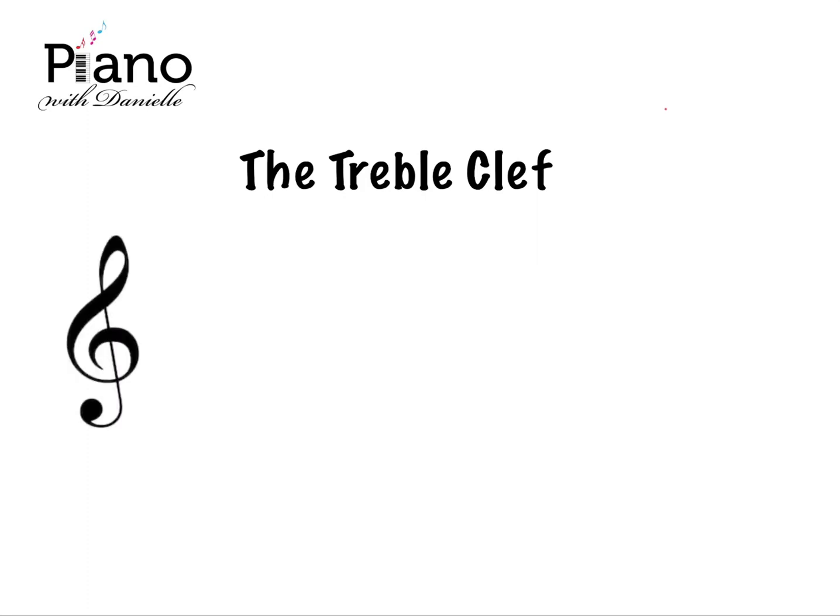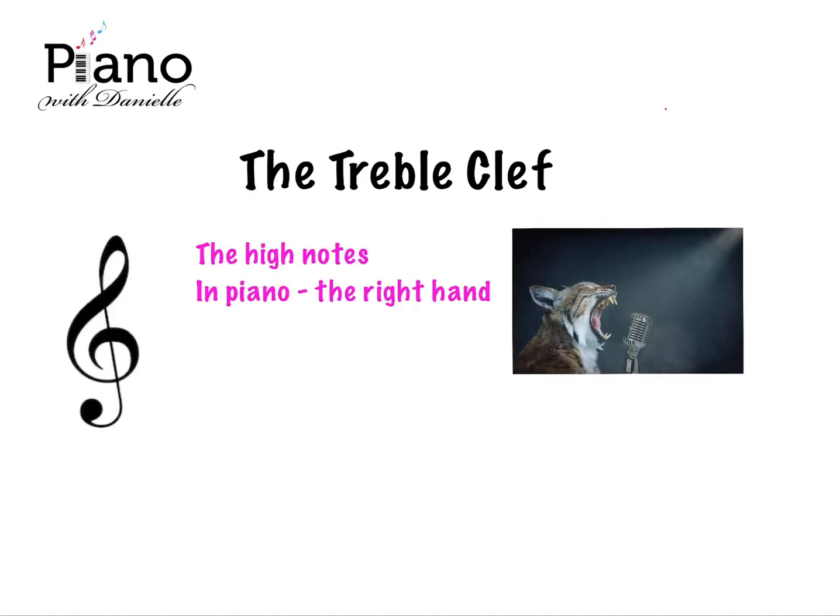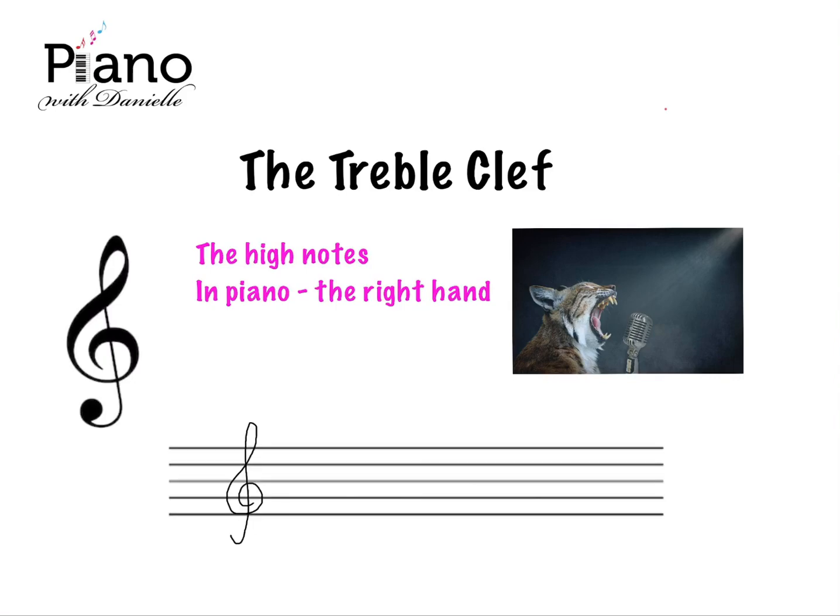There are a number of different clefs that are used, but let's start with the most common, the treble clef. In piano, we generally use the right hand for the notes in the treble clef, and we call these high notes because that is where the high sounds are. The treble clef is also sometimes called the G clef, as the middle part of it is looped around the G line. I will be explaining where all the notes of the treble clef stave live next.